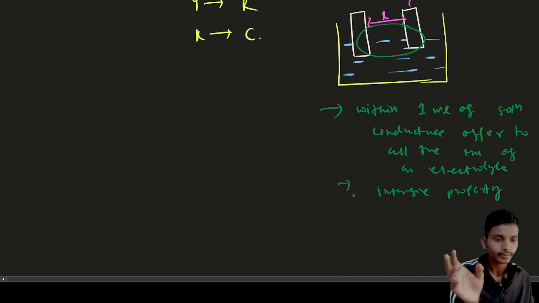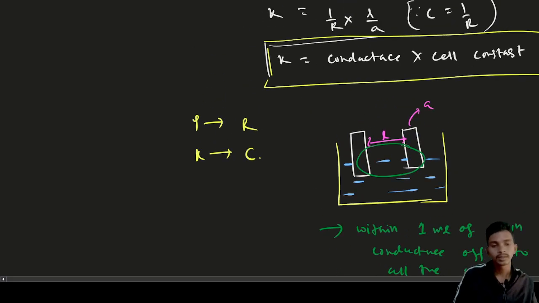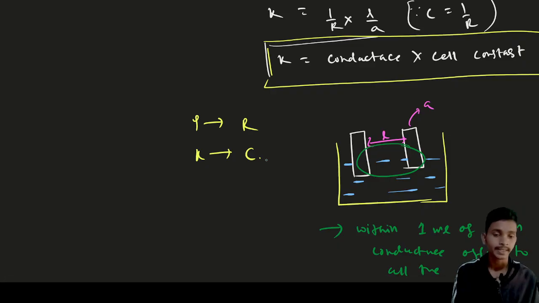It is a material property which does not depend on size or amount. So we understand that to fix the resistance, specific resistance comes, and to fix the conductance, specific conductance comes. So specific conductance, or we can also say conductivity.